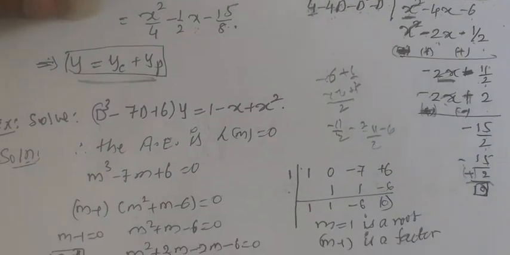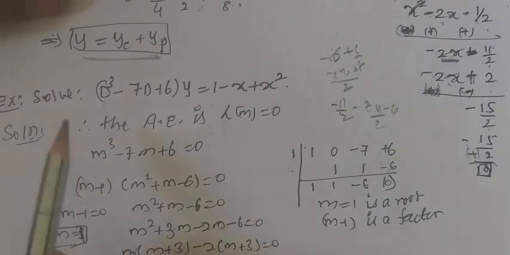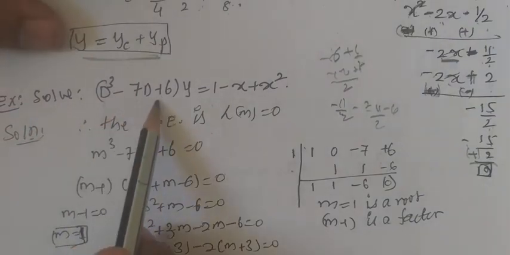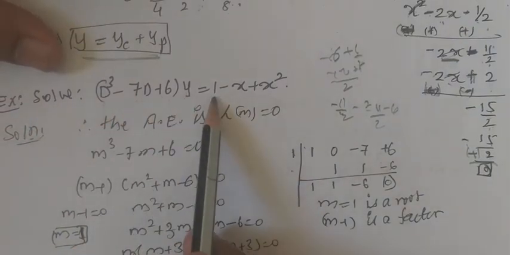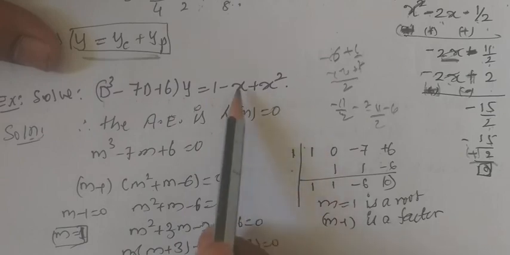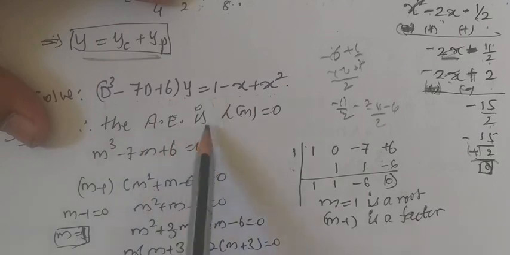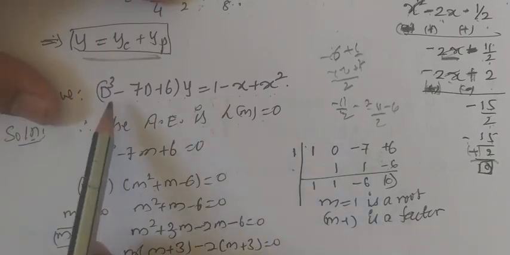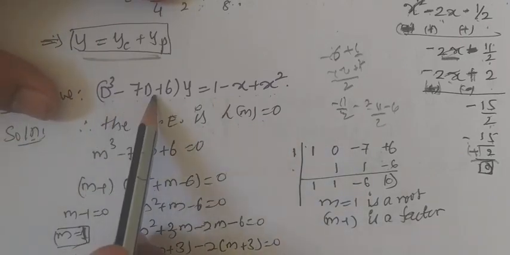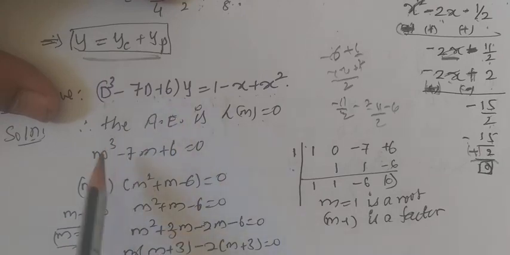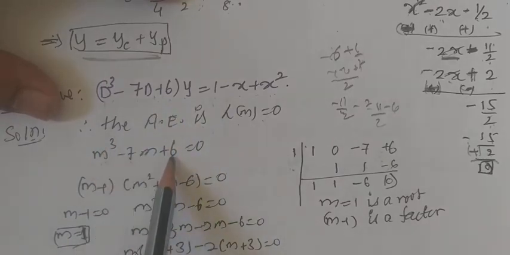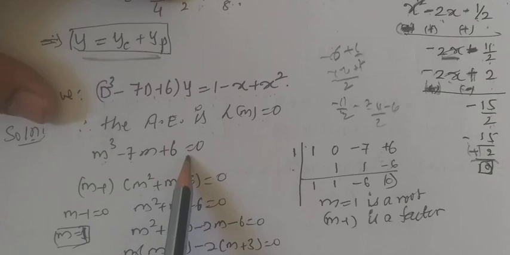Okay, so we'll take one more example here. Solve (D cube minus 7D plus 6) of y is equal to 1 minus x plus x square. Therefore the auxiliary equation is L of m is equal to 0, that is, wherever D is there, substitute it by m. So m cube minus 7m plus 6 is equal to 0 is the auxiliary equation.